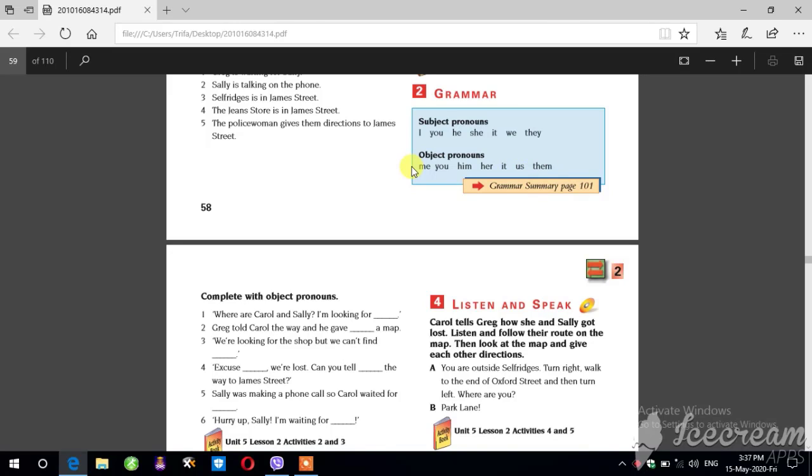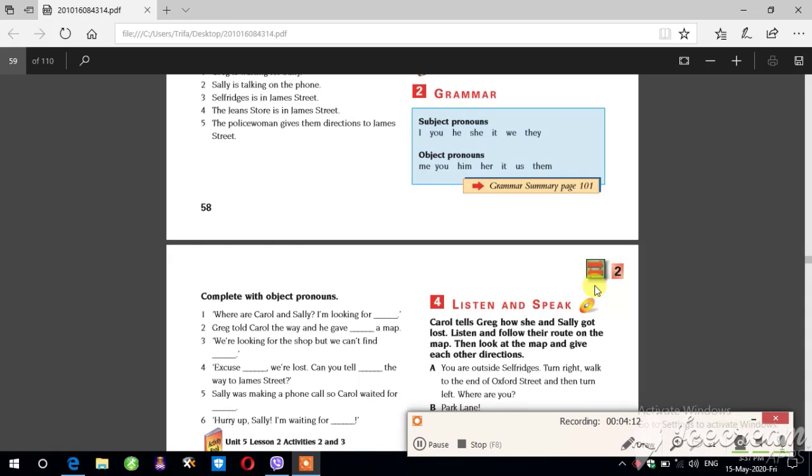We have to memorize all of them. If we don't memorize, we cannot differentiate between object pronouns and subject pronouns. And we have to know in the sentences which one is the object pronoun. We said you, the same you, it, the same it. They don't change. But the others will be changed.